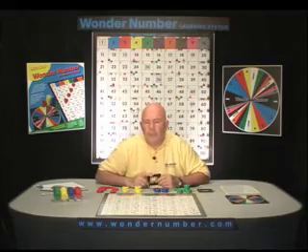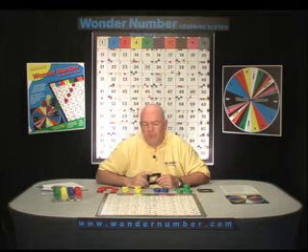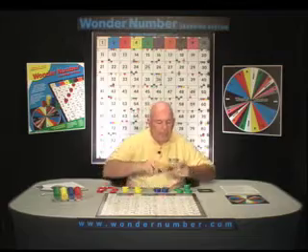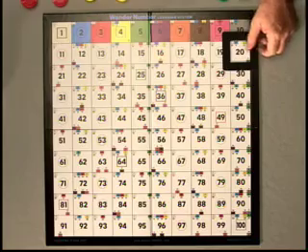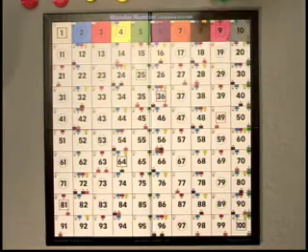Using the Wonder Number Board, we can show factors of numbers by looking at the small numbers that are inside a box. For example, if we look at 20, 20 has a list of factors that are listed inside the box. We have 1 times 20 is 20. 1 and 20 are factors of 20. We have 2 times 10 is 20. 2 and 10 are factors of 20. And we have 4 times 5 is 20. 4 and 5 are factors of 20. So all the factors are listed around the number in the Wonder Number Board.